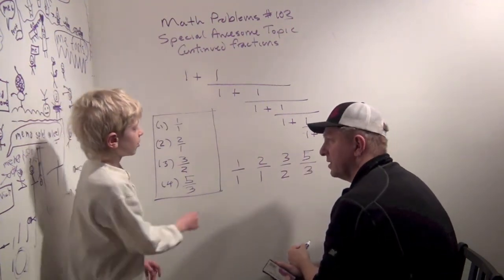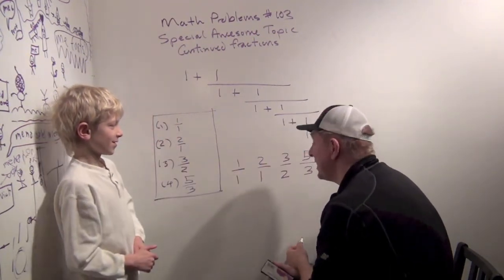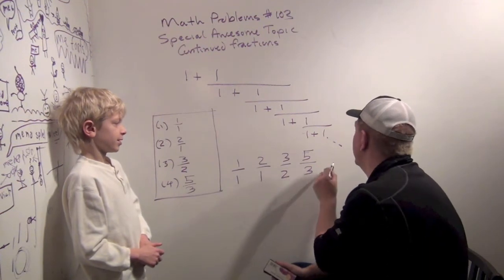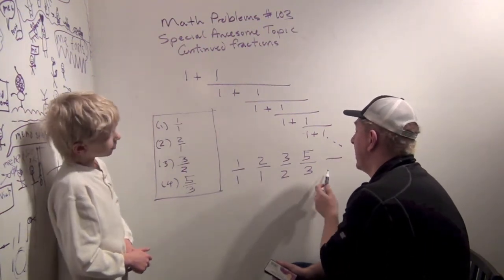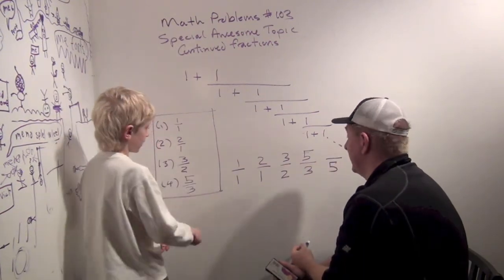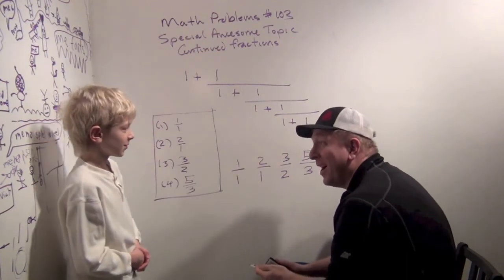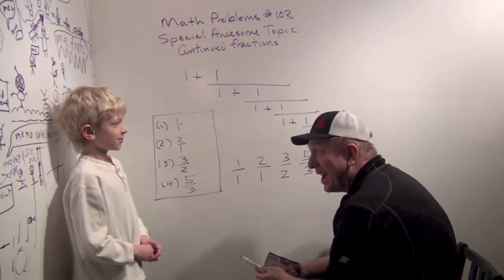You see any patterns yet? There's Fibonacci on the bottom. Fibonacci? 1, 1, 2, 3. So what do you think the next one might be? Probably something over 5. And it looks like it's going to be 8 over 5 because it looks like you're just one ahead in the top.